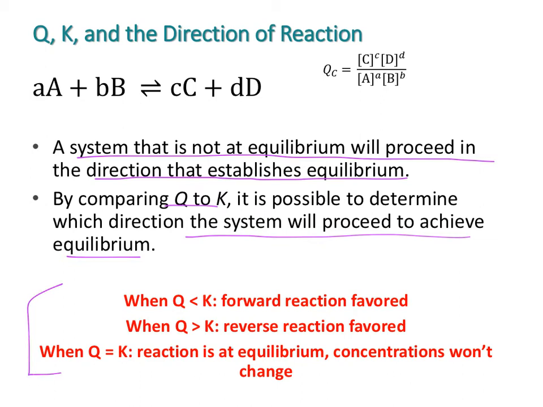And basically these are our directions. So when Q is less than K, the forward reaction will be favored. When Q is greater than K, the reverse reaction will be favored. When Q is equal to K, the reaction is at equilibrium, so the concentrations will not change.